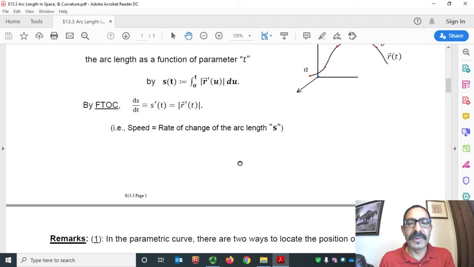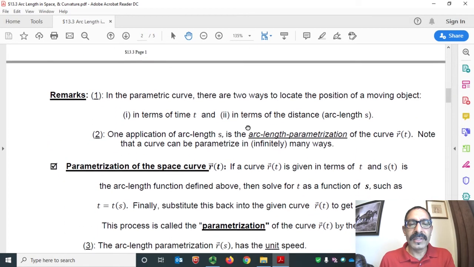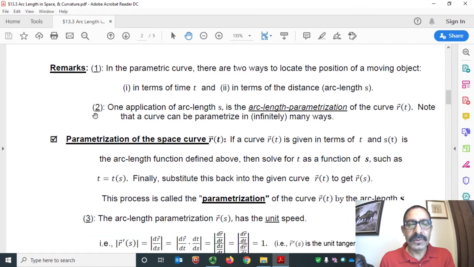Awesome. Now let's move on. Quick remark. Remark 1. In the parametric curve, there are two ways to locate the position of a moving object. One in terms of time, and second in terms of the distance. Remark 2. One application of arc length is the arc length parameterization of the curve. Note that a curve can be parameterized in infinitely many ways.